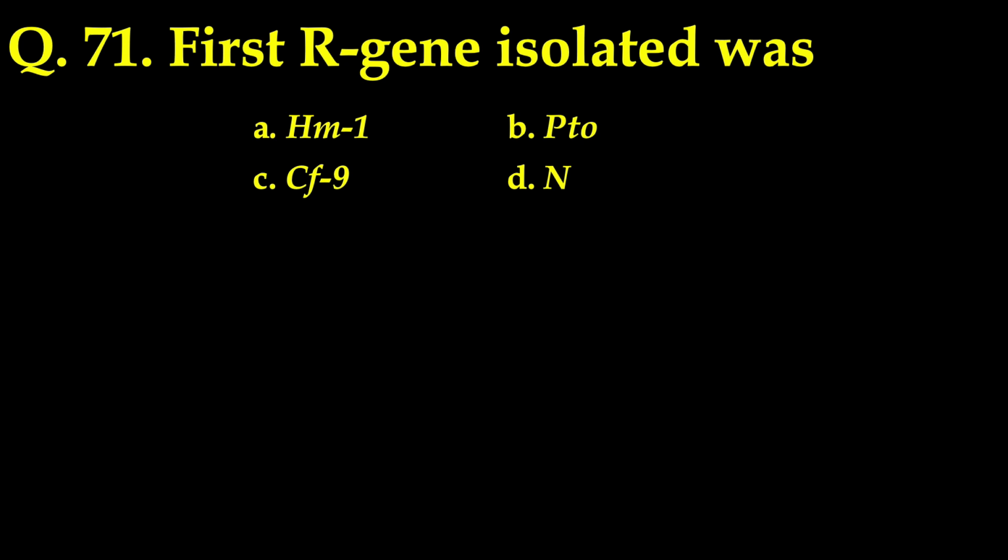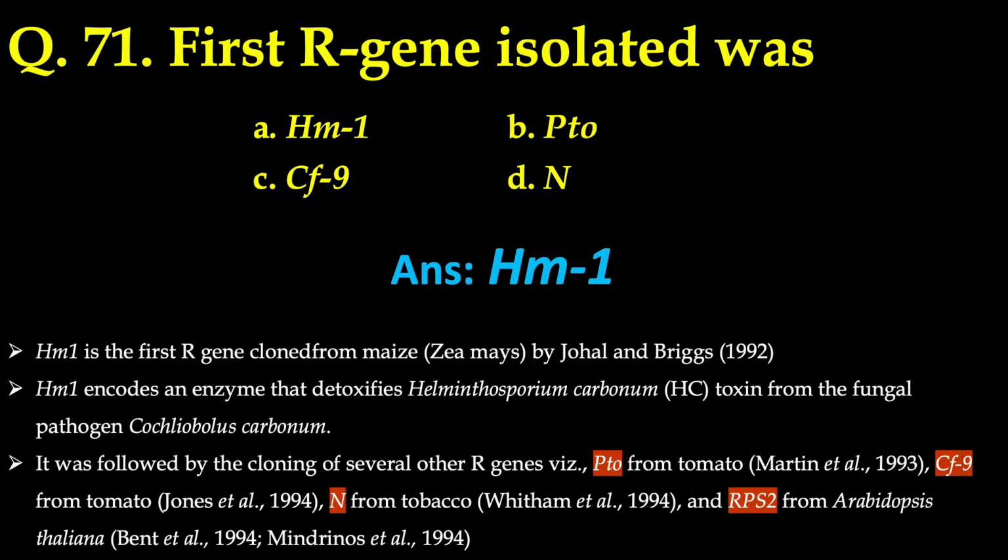Next question is on, first R gene isolated was HM1 or PTO or CF9, or last option is on N. The correct answer is HM1. And as you know, this R gene, that is HM1, is the first R gene cloned from maize by 2 scientists, Johal and Briggs, during 1992.